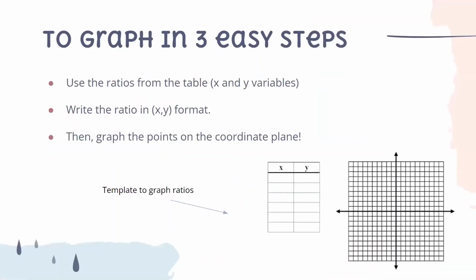To graph in 3 easy steps. The first step is to use the ratios from the table, the x and y variables. The second step is to write the ratio in x, y format, or coordinate format. Then graph the points on the coordinate plane.